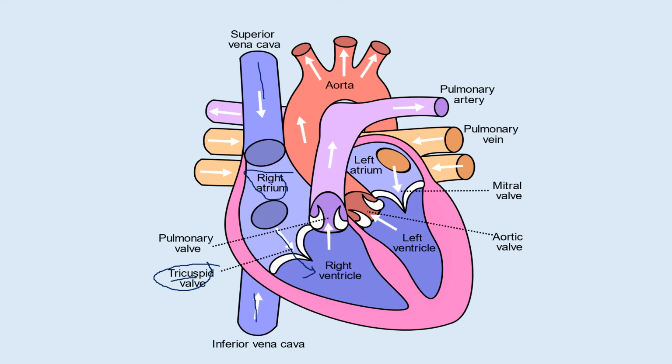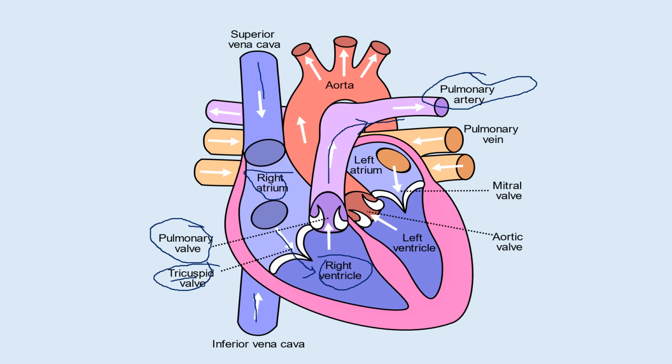And from the right ventricle, the impure blood further goes into the pulmonary artery. Please remember, though the name is an artery, the pulmonary artery is the only artery in the body which carries impure blood. And the right ventricle opens into the pulmonary artery through the pulmonary valve.